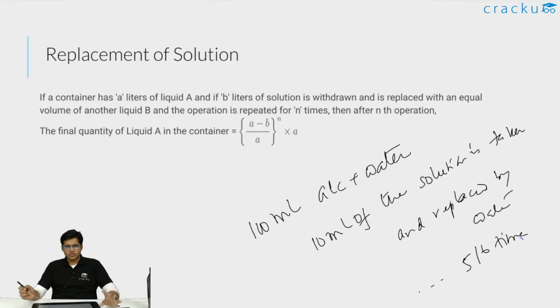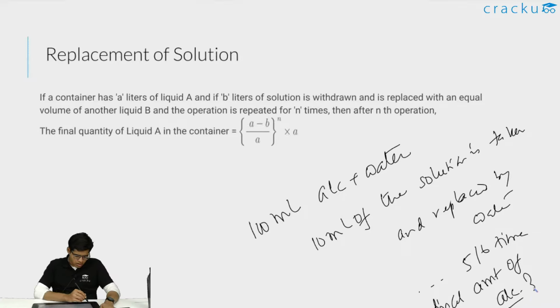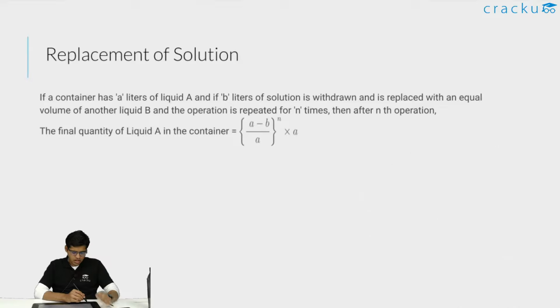Then we are being asked what is the final amount of alcohol, right? This is what we are being asked. Fine. Now, let's study this part. Replacement of a solution. So a container has A liters of liquid A.